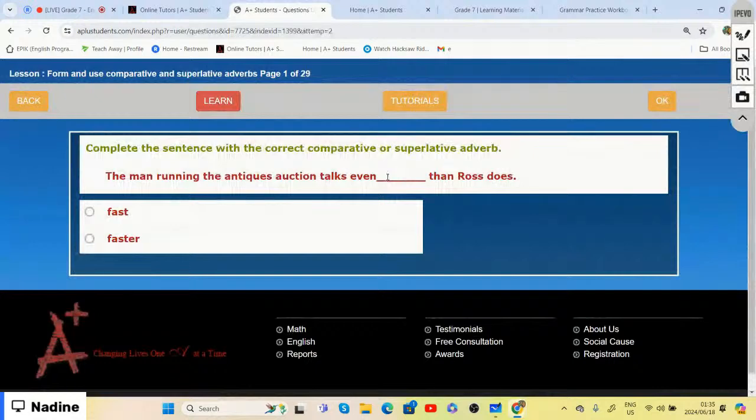It says the man running the antiques auction talks even fast than Rose does, or talks faster than Rose does? What is the correct option? Is it fast than Rose, option one, or faster than Rose does, which is option two? We need to choose the correct adverb to show either comparative or superlative.